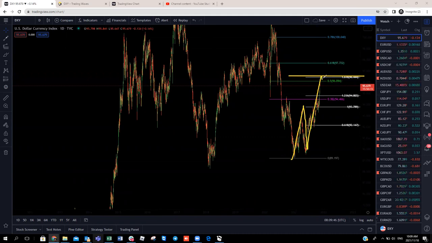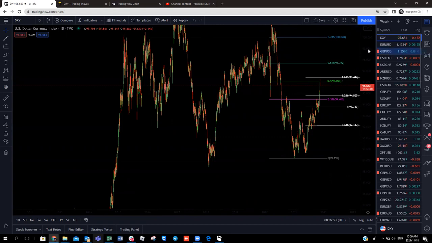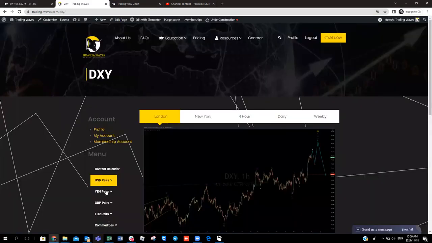So at this point here, a pullback can likely be just giving us the 5th wave, and we'll have to integrate that to the rest of the structure. Pound US dollar, let's have a look at the pound US dollar.